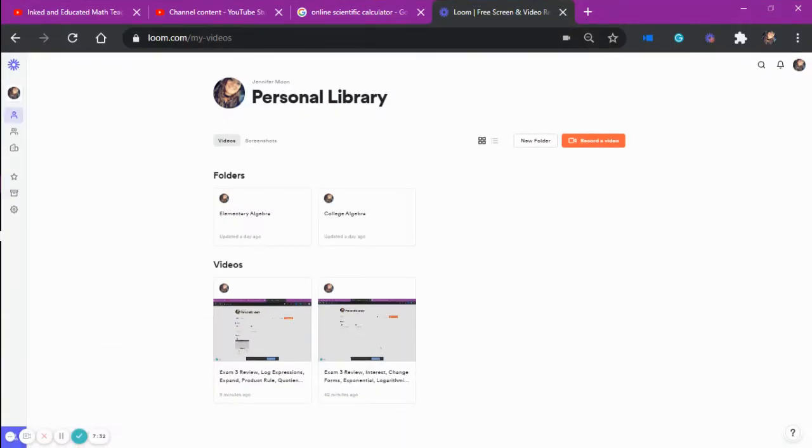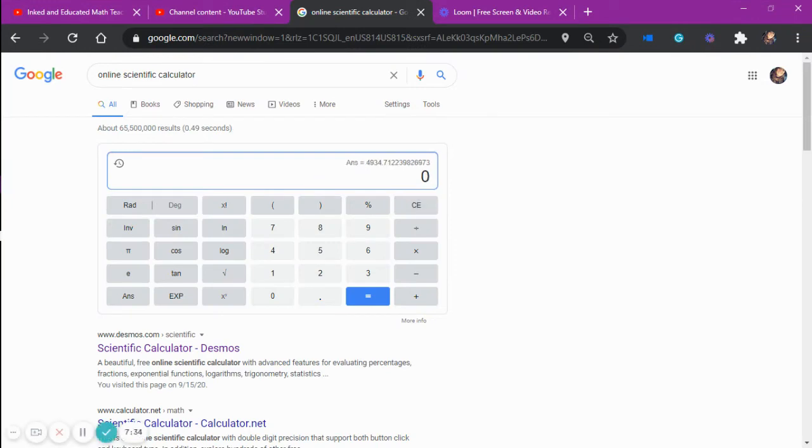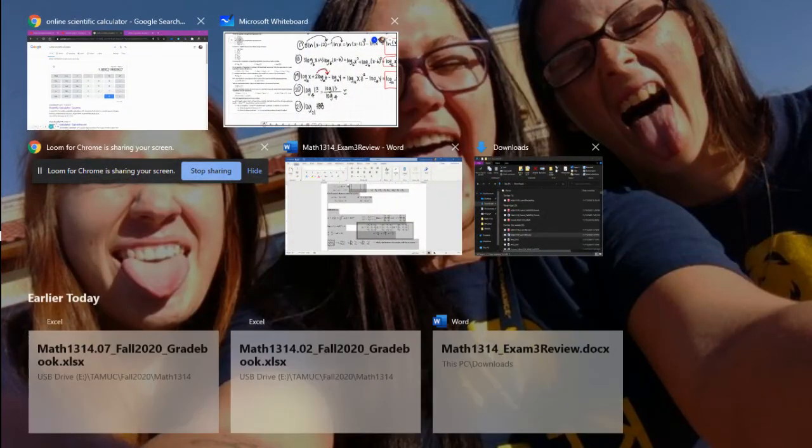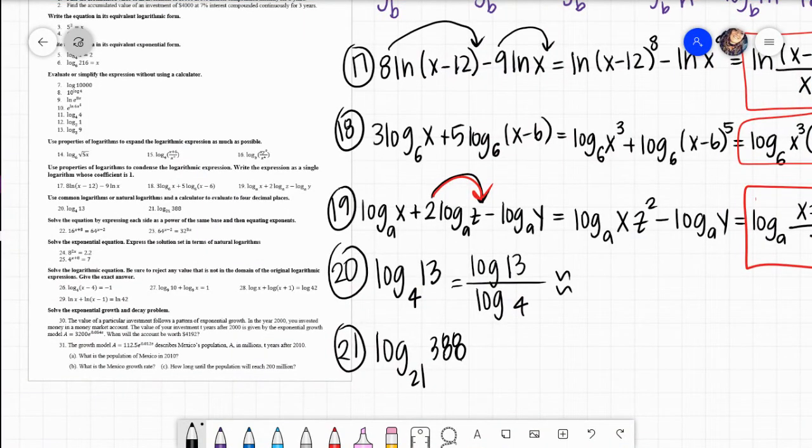If we do this, we get log 13, and make sure you close that with the parenthesis, and then divide that by log of 4. What we get is 1.8502 when we round. That is your answer for this one.